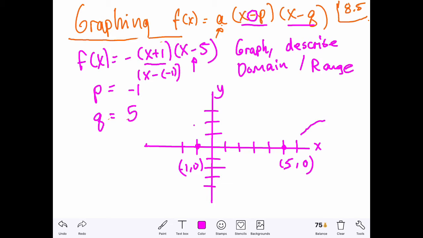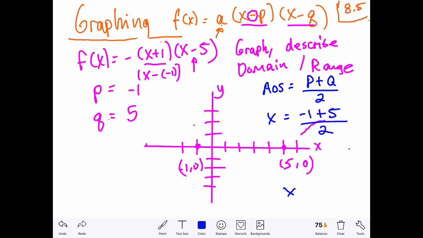Okay, and then what did we want to do? Well, we want to find what's called the AOS. P plus q divided by 2. And that's, remember, x equal to, so p is negative 1 plus 5 divided by 2. Negative 1 plus 5 is 4. 4 divided by 2 is 2. So x equal to 2 should be our axis of symmetry. So I'm going to go ahead and put that in here.